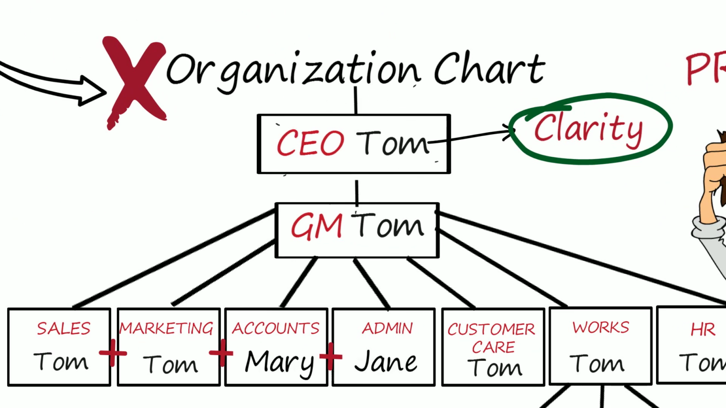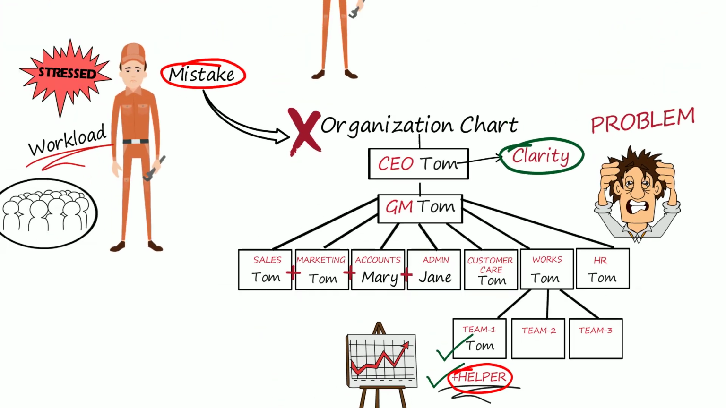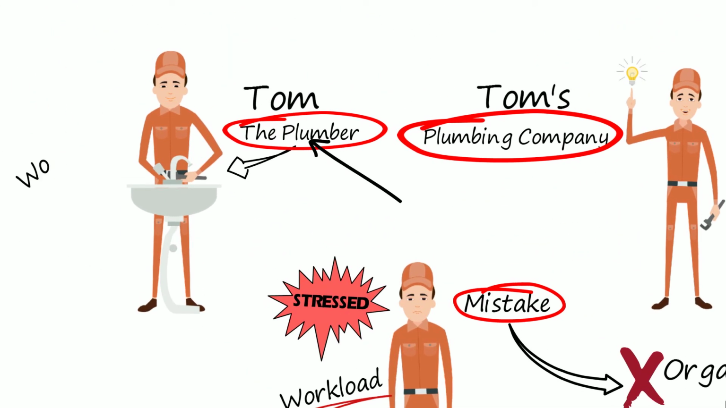So Tom the CEO decides that he does not have enough manpower. So what he does is he tells Tom the general manager to go and get Tom the plumber to work harder and harder and harder. And Tom the plumber works harder and harder, and this is okay for a while.